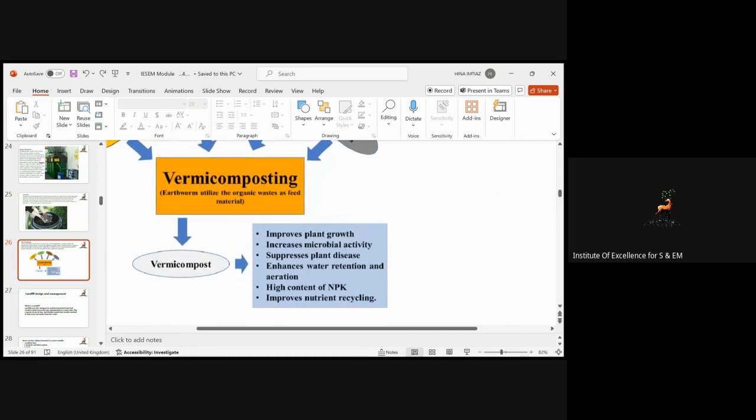So what will be the result of vermicomposting? Number one, it improves plant growth. The yield of the plant increases when you are using such nutrients, which are the byproduct of the vermicompost. Second, it increases the microbial activity, and the microbes also use carbon dioxide as well, so it reduces the greenhouse effect. The third one is it suppresses plant diseases because it gives a very healthy soil environment to the plant. So it already suppresses the plant diseases.